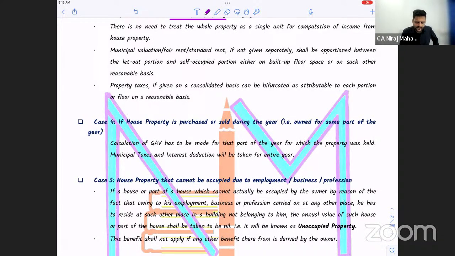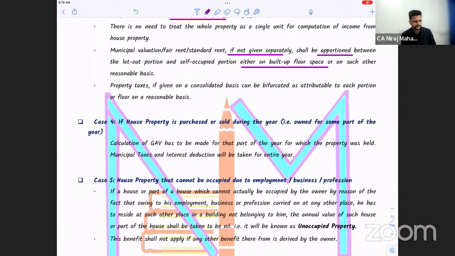Municipal valuation, fair rent, standard rent, etc., if not given separately, shall be apportioned between let out and SOP. On what basis? Obviously on built-up basis, that is space, carpet area, etc., or on such other reasonable basis. If there are 2 rooms, one self-occupied and one let out, what ratio will we take? 1:1, equally. If there are 4 rooms and one room is given on rent, how will you bifurcate then? 3:1.